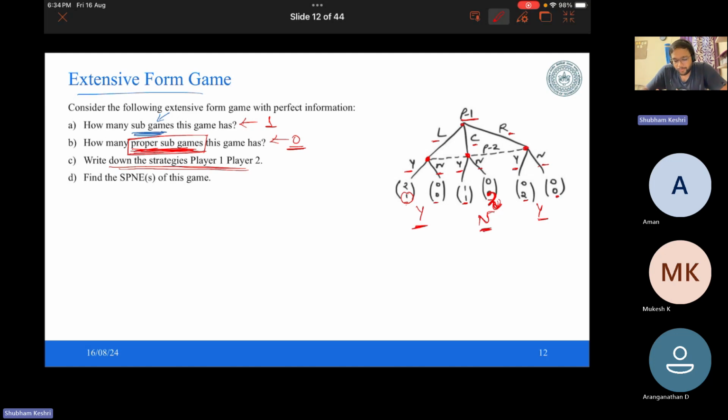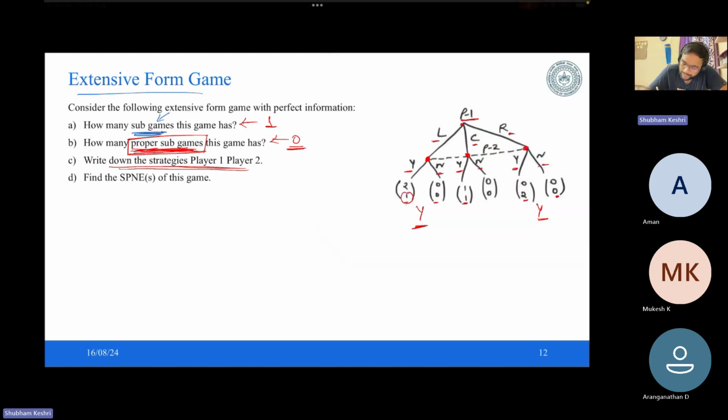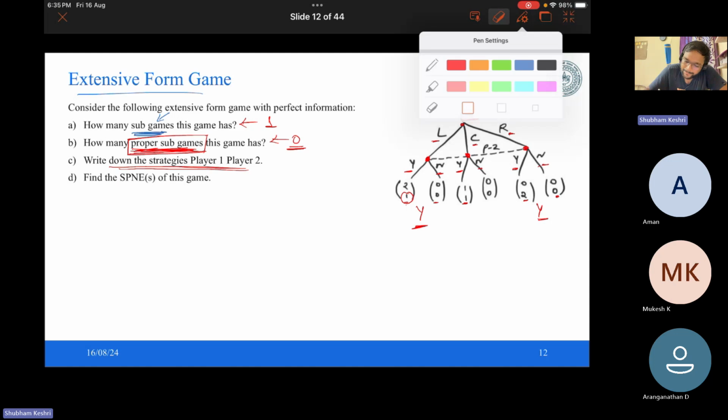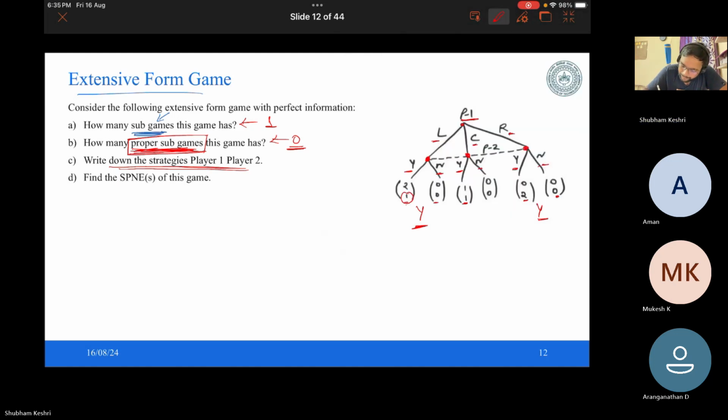And therefore player 1 will not be able to use backward induction to solve this problem. But since this is not 2 and 0, player 1 knows that player 2 will play y at this node because utility of y is more than n. And you see, y is a dominant strategy for player 2. And therefore player 1 knows, whatever action I choose, player 2 will always choose y.